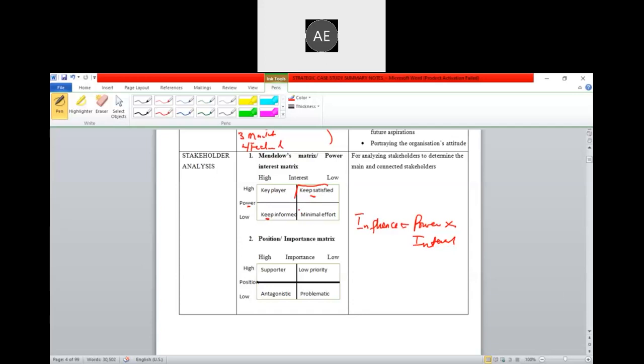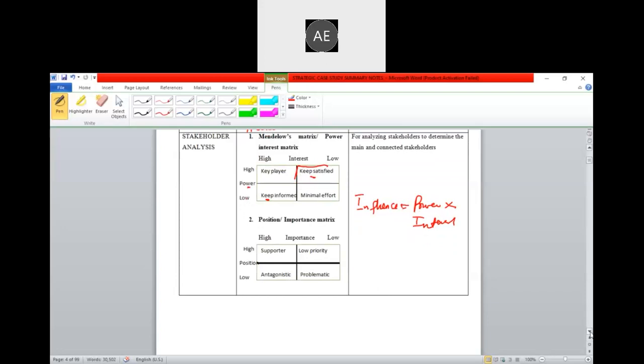Okay, let's look at the next model or framework used to undertake stakeholders expectation analysis. That is the position importance matrix. So the name will even tell you what it is. It is like the Mendelow's matrix. It is a 2 by 2 matrix with position on one axis, let's say the y-axis, and the importance on the x-axis. In fact, it can be shown at the opposite side as well. So let's start the analysis and see.